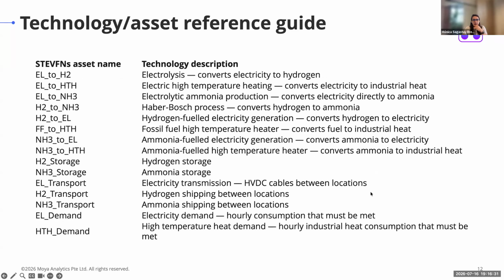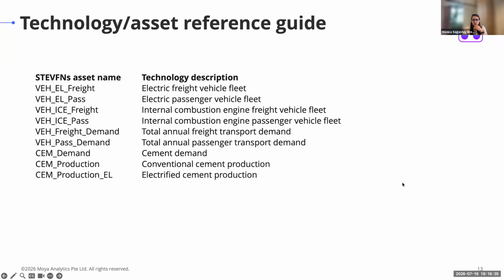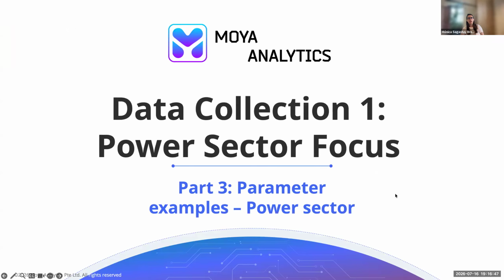And there's the rest of the list. Have demands and everything. That's for reference. There we go. These are new assets that are being in production. So that's for the transport sector. So we have some vehicles and industry assets already in the main repository.